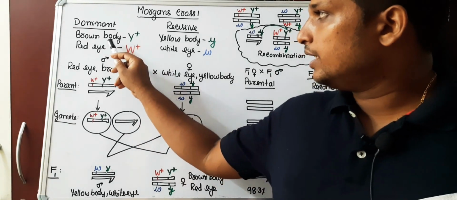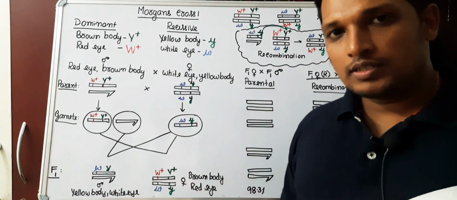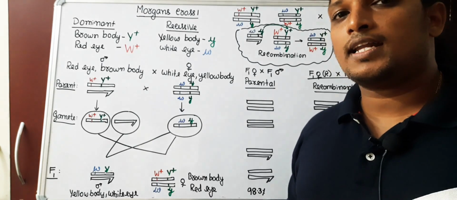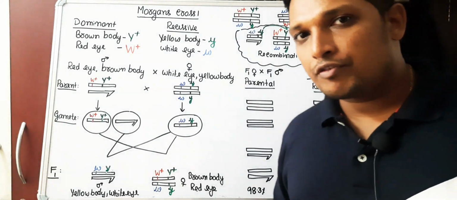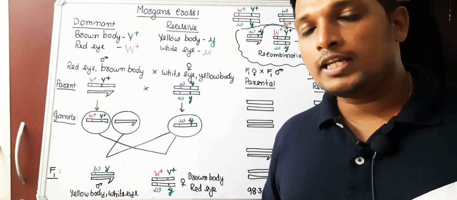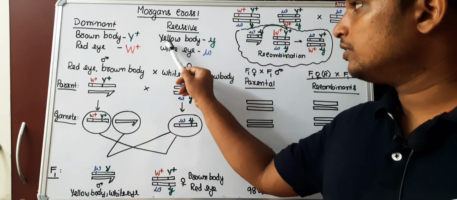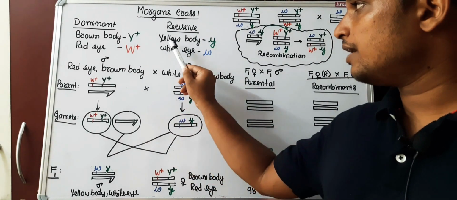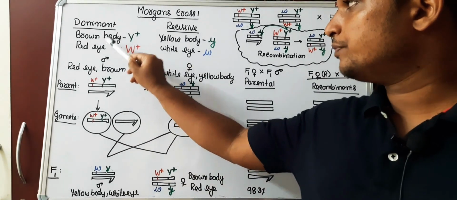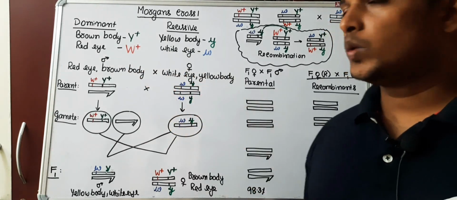So brown body. Then, in contrast to the dominant character, he took the recessive character of Drosophila. He took Drosophila for his experiment because it is easy to produce very many mutants. So one of the mutant varieties he took was recessive Drosophila, yellow bodied and white eyed. Dominant is brown body, recessive is yellow body, dominant is red eye, recessive is white eye.